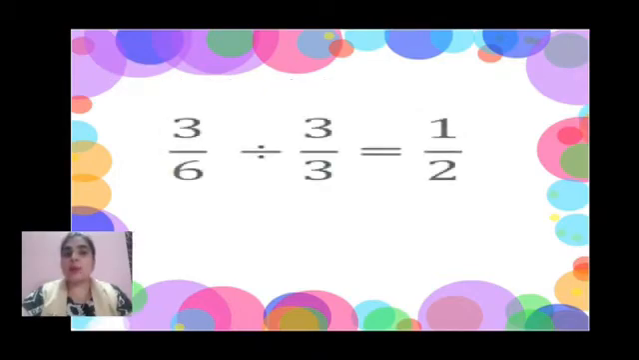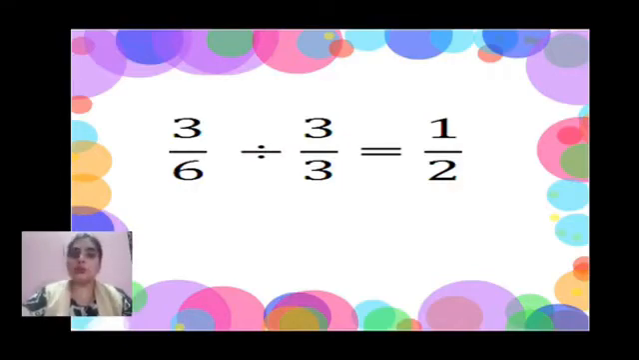So we will divide 3/6 by its common factor, that is 3. Why we will not divide it by 1? Because when we will divide any number by 1, we will get the number itself. Okay? So we will divide 3/6 by 3. When you will divide 3/3, you will get 1. And when you will divide 6/3, you will get 2.